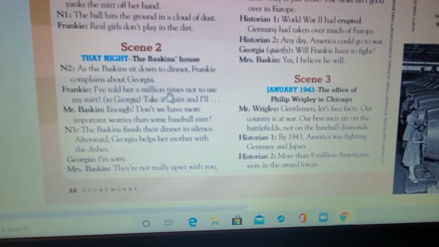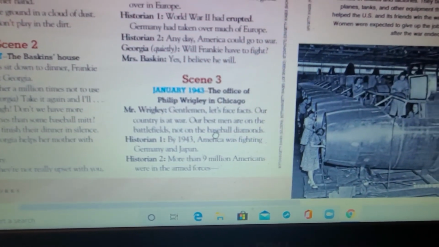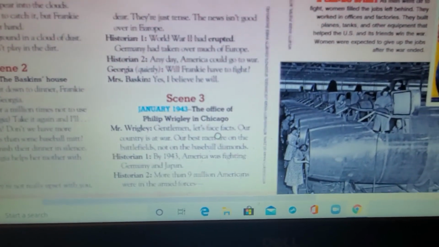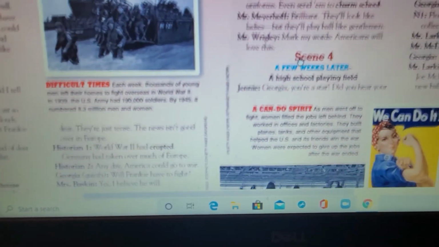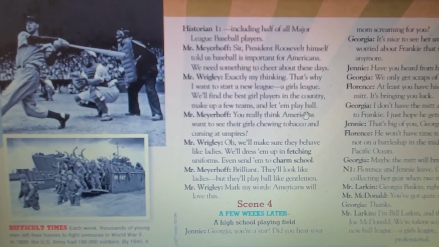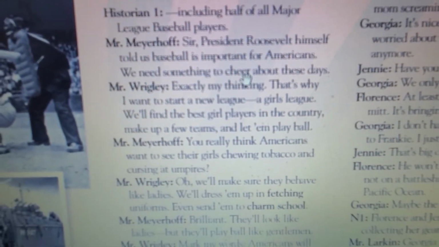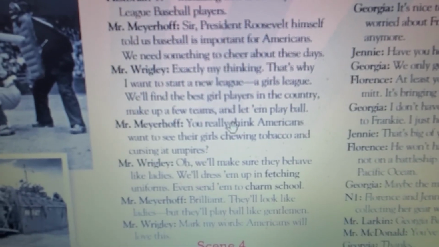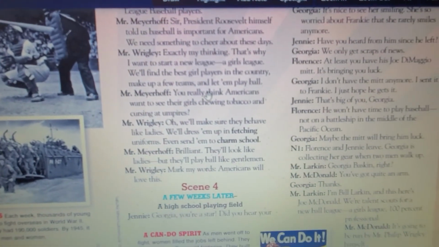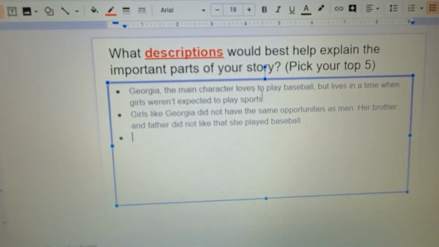Other descriptions. So another major description, you have Mr. Wrigley. He's the one that came up with the idea. And the reason why he came up with playing baseball there for women wasn't so much that he wanted to give women an equal opportunity, but he thought it would cheer people up. It says right here, President Roosevelt himself told us baseball is important for Americans. We need something to cheer about these days. So even though they started this league for women, it wasn't to give them equal rights necessarily. It was more about cheering the nation up.